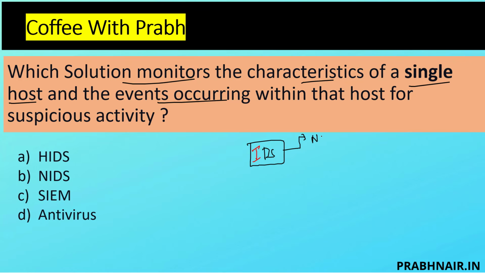Now we have two types of IDS: one is called NIDS, and one is called HIDS. NIDS we install on the border of the network, at strategic positions. So here we have a NIDS, and here we connect the switch.